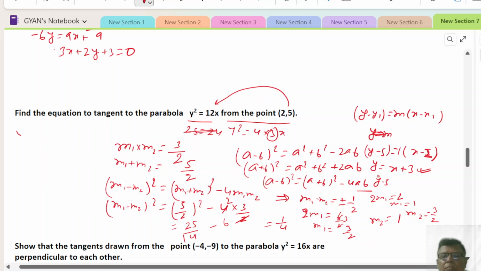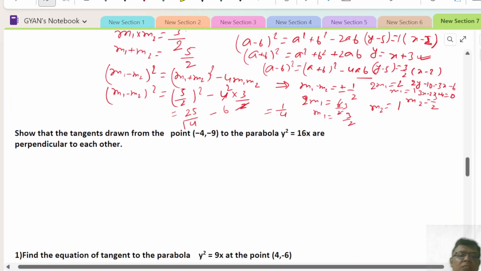y minus 5 is equal to 3 by 2 into (x minus 2). So 2y minus 10 is equal to 3x minus 6. So 3x minus 2y plus 4 is equal to 0. So this is the other equation. Now come to the third.